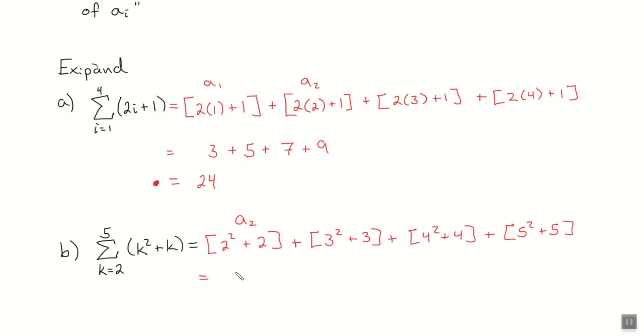All right, let's work this out. 2 squared plus 2 is 6. 3 squared plus 3 is 12, 4 squared plus 4 is 20, and 5 squared plus 5 is 30. Let's add these things up. What's 20 plus 30? Plus 18. Try again. You added 12. You're right. 62 plus 6 then? 68. We just got the sum.